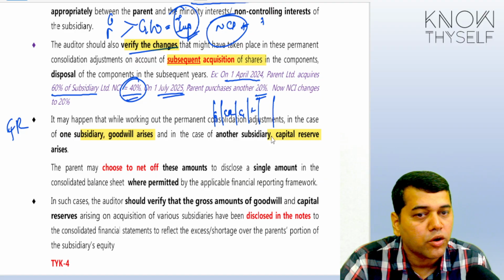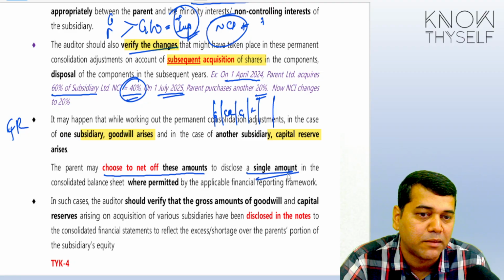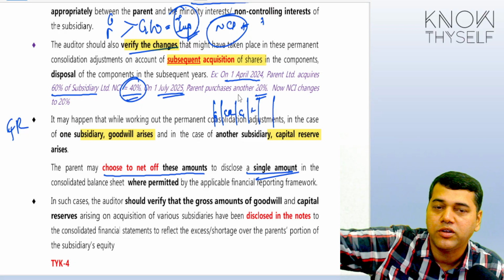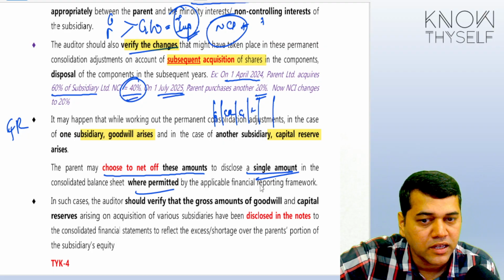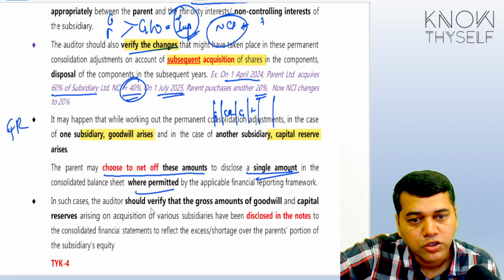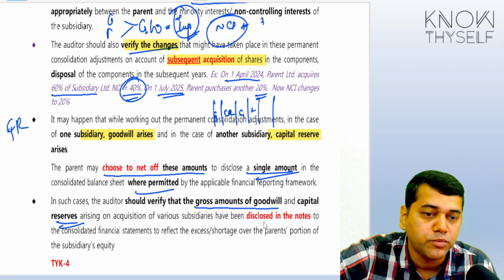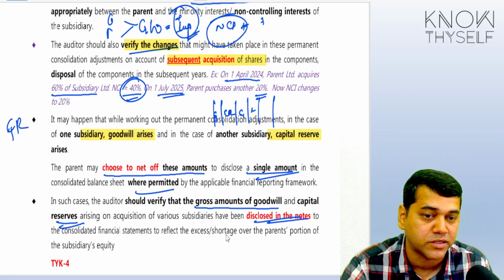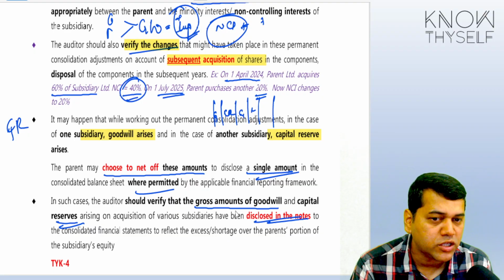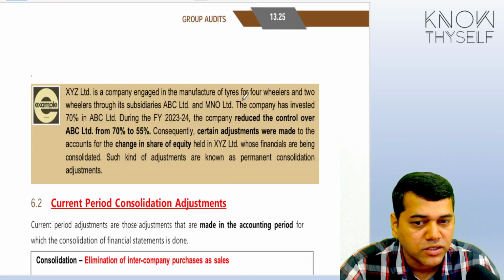So what you should be doing, the entity may choose to net off this amount and show the single amount rather than showing capital reserve on the liability side and goodwill on the asset side, where permitted under the law. However, you should show the gross amount of the goodwill and the capital reserve should be disclosed in the notes to account. So this is a special consideration coming to the permanent adjustment. See, they are talking only about the special consideration for the permanent adjustment. And I think it's very easy, students.